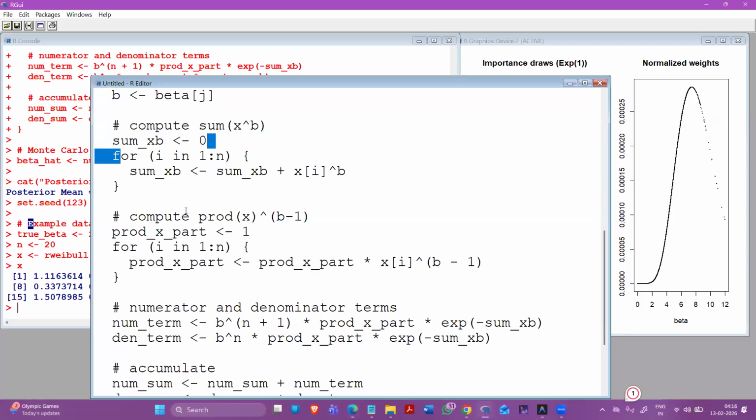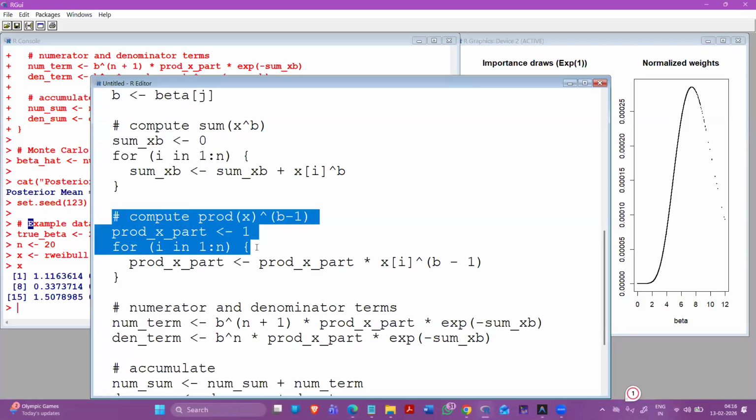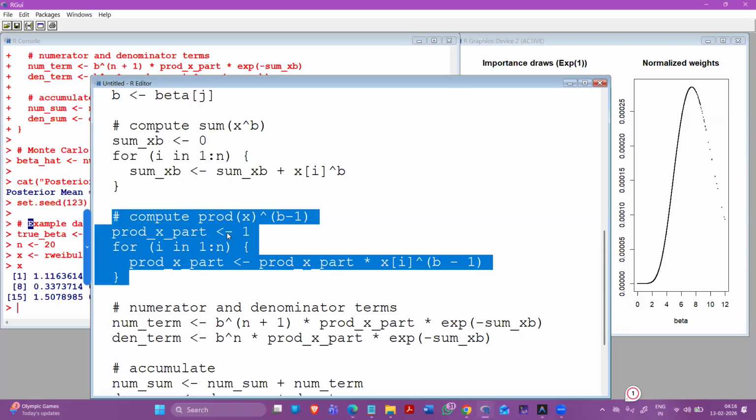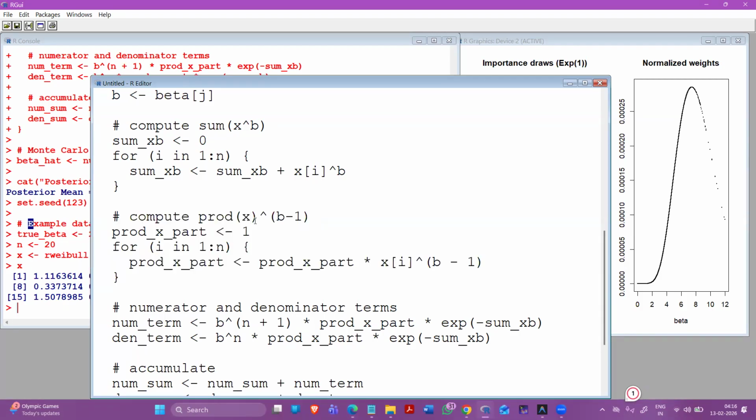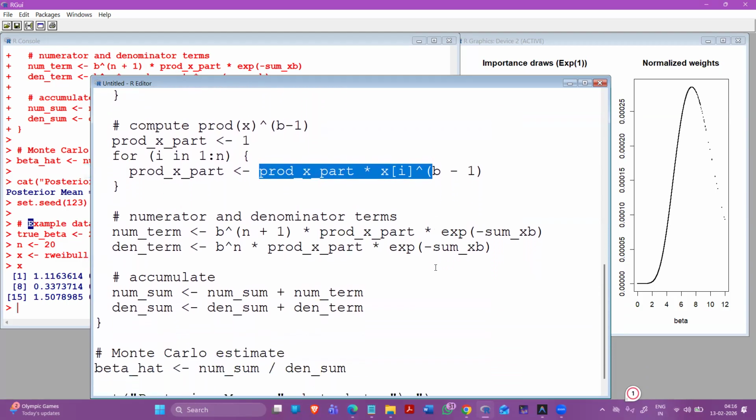This loop will close, and now this is the loop for the product of xi. When you are going to multiply, you need to start with 1. If you start from 0, all the observations will be 0. So that's why you need to start from 1 for the multiplication. So that's why we are taking 1, and then we are going to find the product, xi raised to the power beta minus 1 here. Now after that, what do we have in the numerator and denominator?